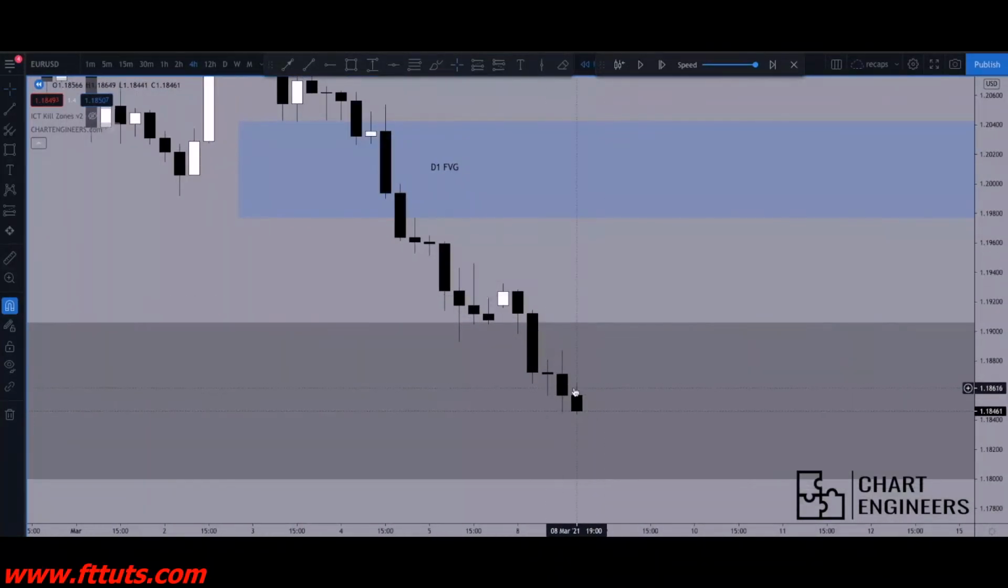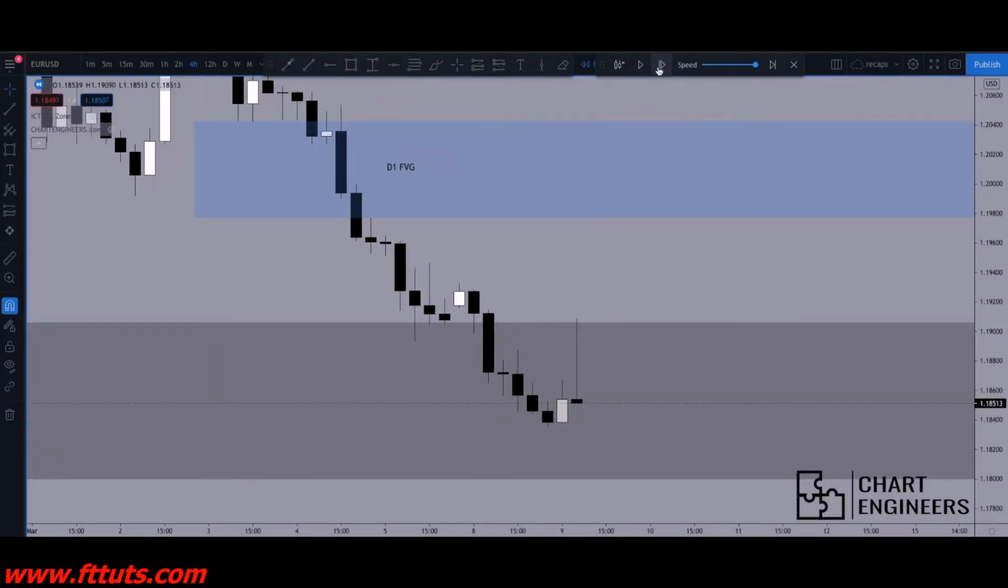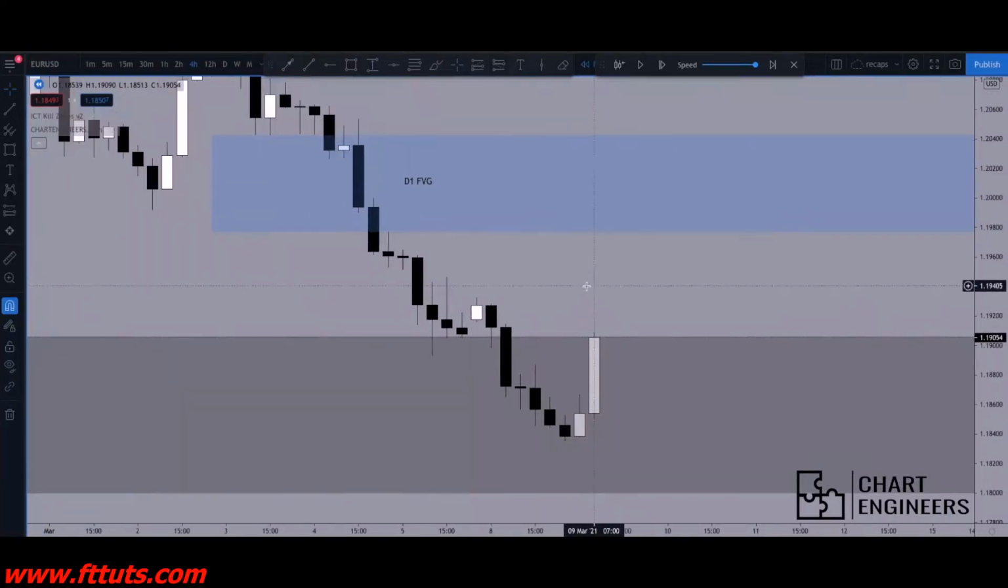If the H4 doesn't shift market structure, we can expect price to roll lower. Let's play it a little bit. So here you can see our price is having a nice reaction right on the H4. So what we do now is mark out the last structure high before the low, which is this swing high here on the H4.